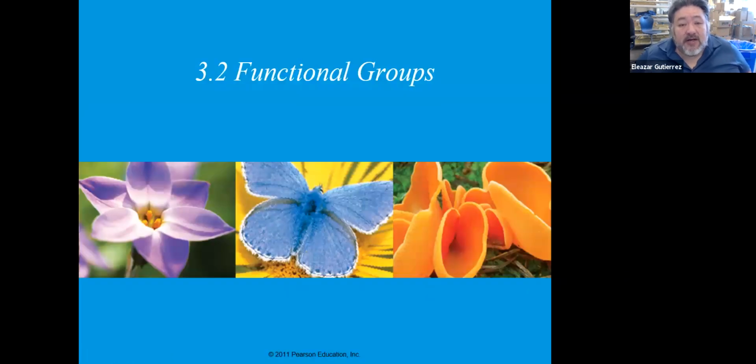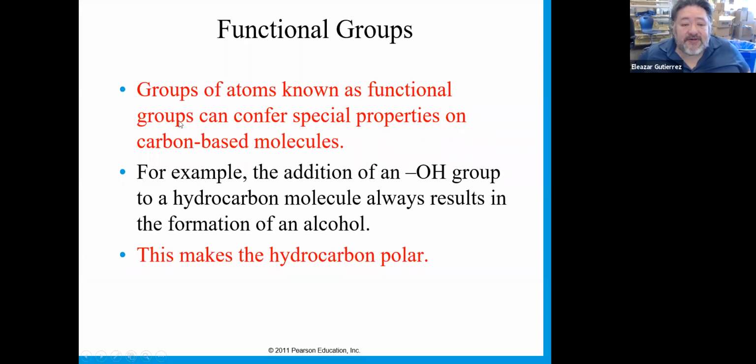So that's carbon. Now we introduce ourselves to functional groups. Groups of atoms known as functional groups can confer special properties on carbon-based molecules. So functional groups, I'm going to be sincere, what it adds is some degree of polarity to carbon. Most interactions between molecules, most interactions in chemical reactions are driven by polarity. In other words, how negative one molecule is versus how positive another molecule is. And so the degree of polarity matters.